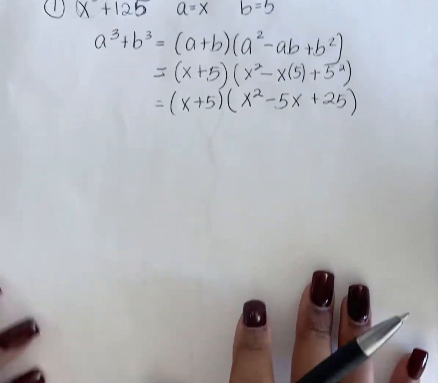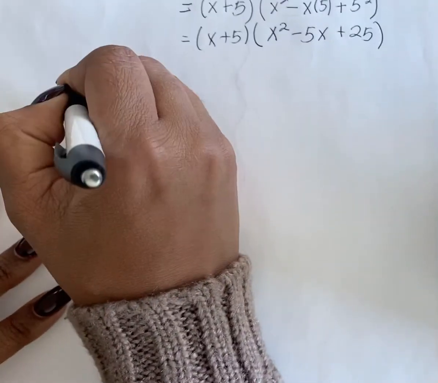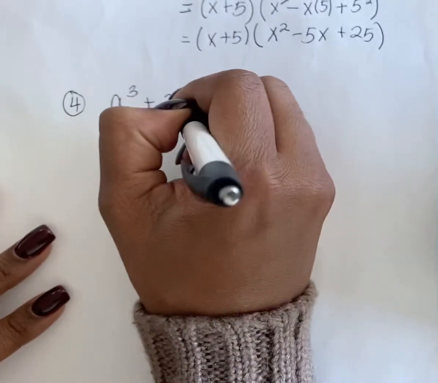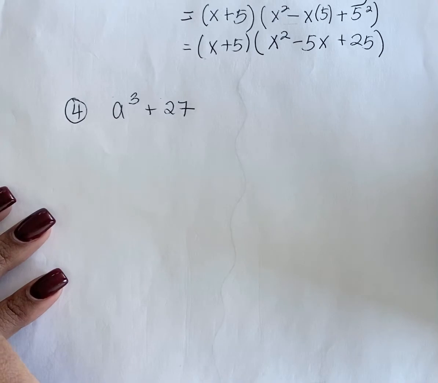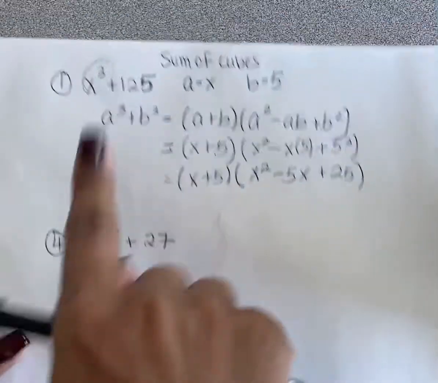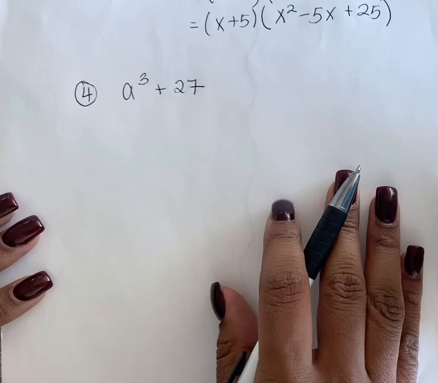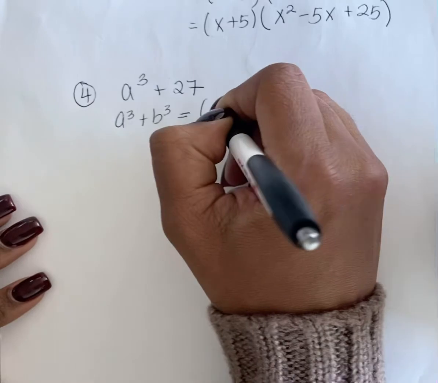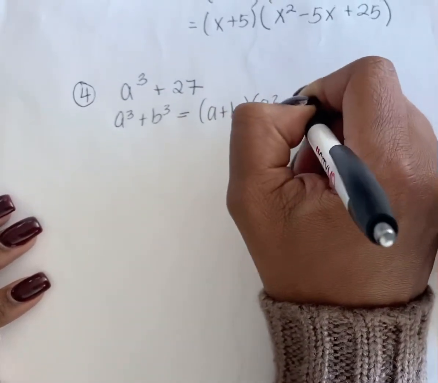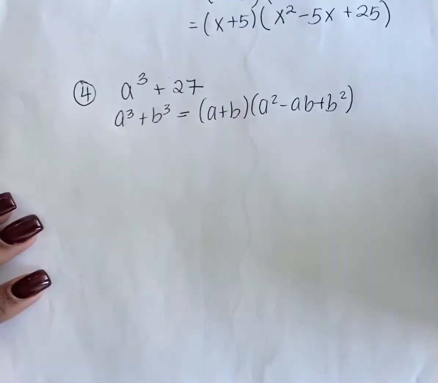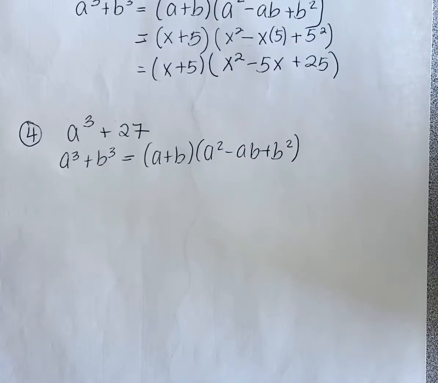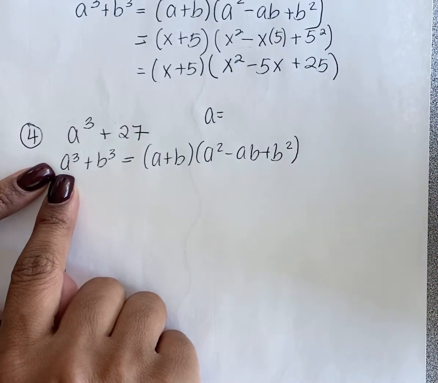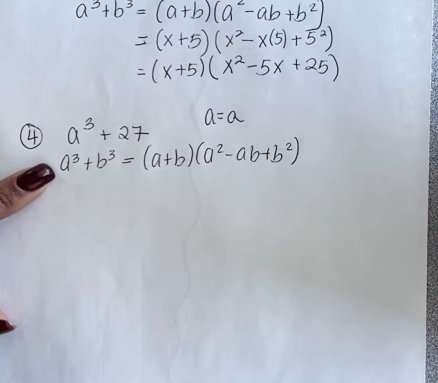Okay, I'm going to also do number 4, which says a to the third plus 27. I know it's a little confusing because we have a here and we talked about a and b here, but just write your rule out. So a to the third plus b to the third is a plus b times a squared minus ab plus b squared. And now we just need to identify, well, what are a and b? In this case, a is, well, what did I multiply by itself 3 times to get a to the third? It's just going to be a.